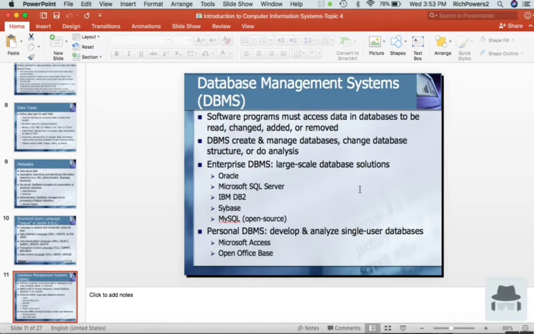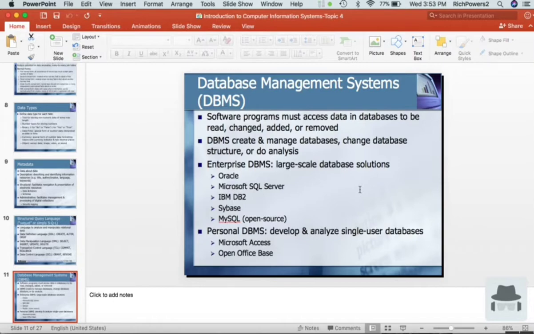We talked in the last sections about software. So it's really a software program, and it's designed to implement a relational database. They're very complicated pieces of software. You've got to be able to create, manage databases, change the structure, do analysis, be able to get data out of it. So some of the major DBMSs, some of which you may have heard of.